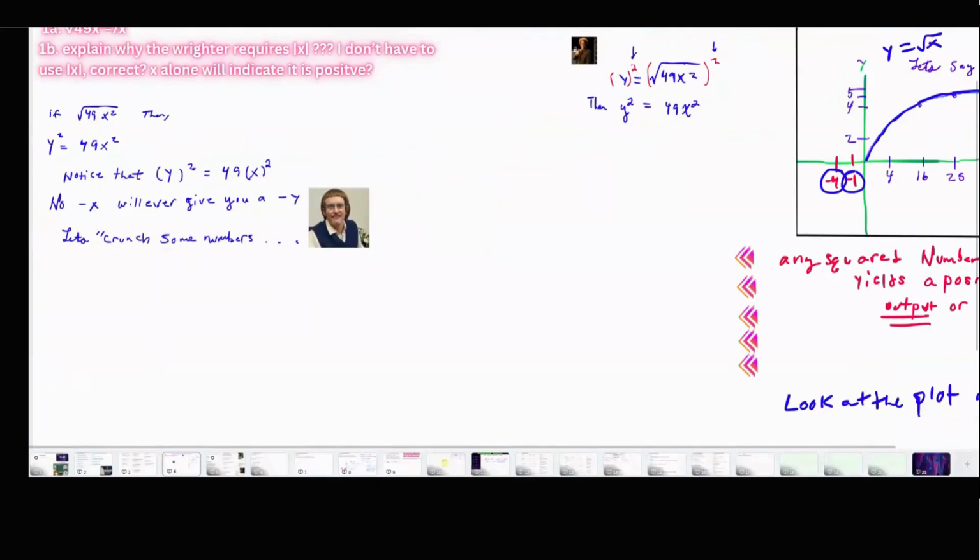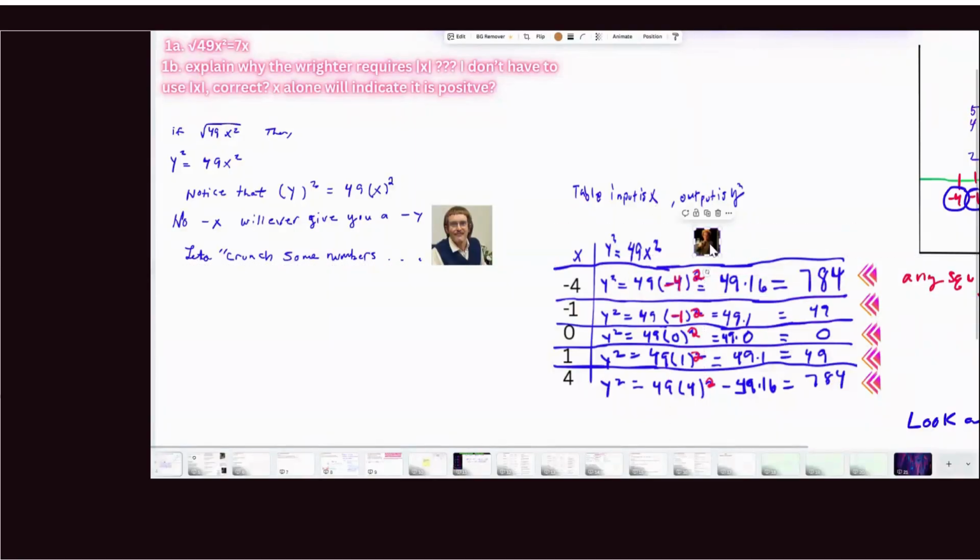You're never going to get a negative value for the expression on the right hand side, which means y is never going to be negative. So if you plug negative 4 into this thing and square it, you get positive 16, which means 49 times positive 16 is 784. Nothing came out negative. That came out as a positive 16 times your coefficient. If you do it for negative 1, square that, that's a positive 1. 49 times 1 is 49. Anything times 0 or squared is going to give you 0.